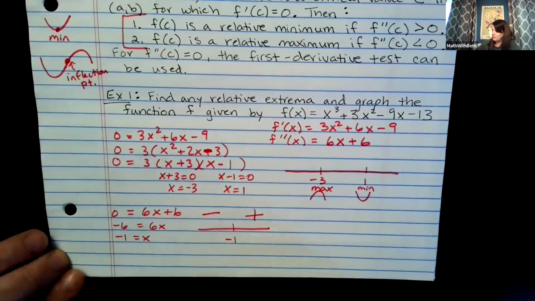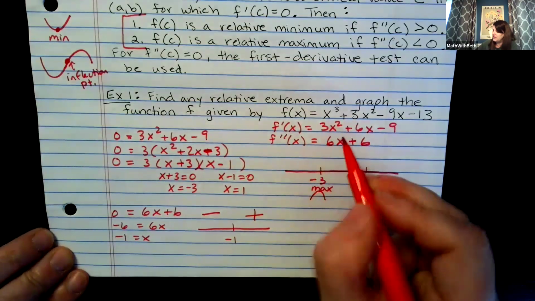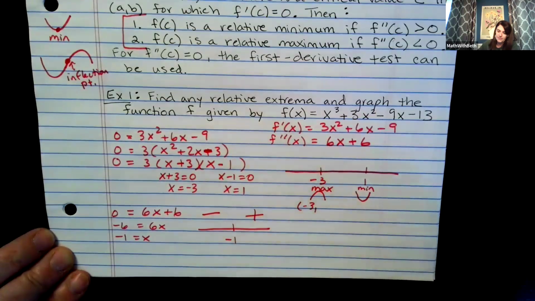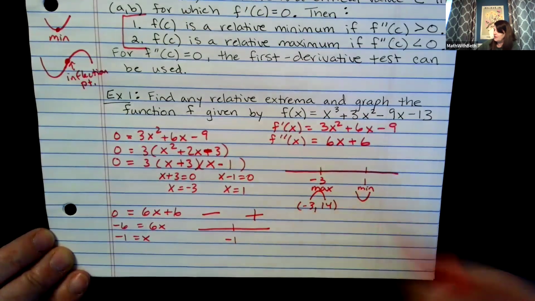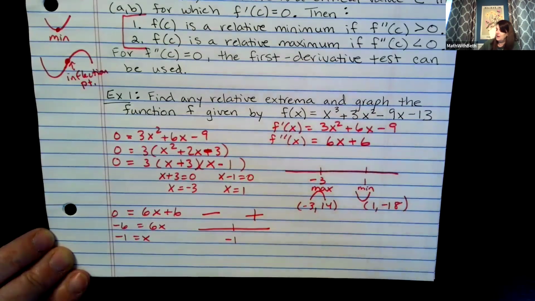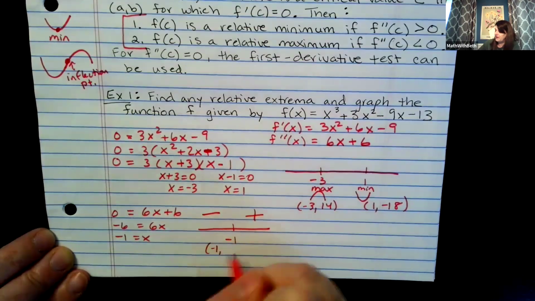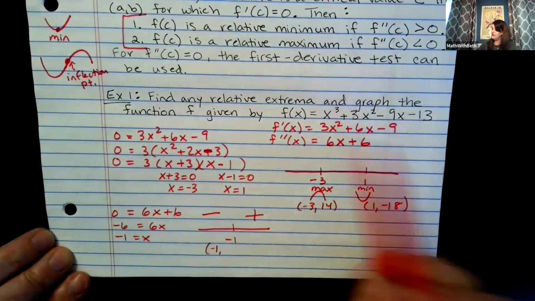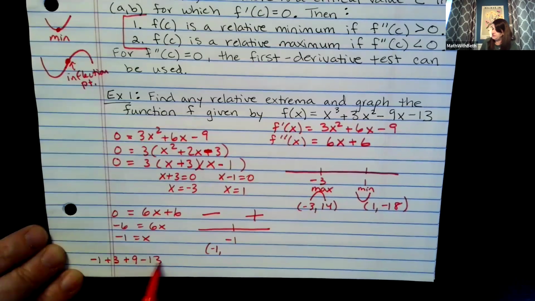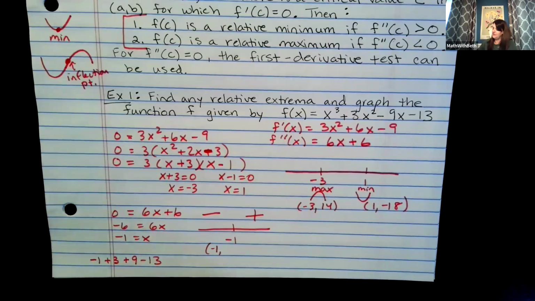I'm going to find out a little more. I'm going to plug -3 into the original equation to get the rest of that point, and the same thing with +1. And I'm also going to do the same thing with -1 so I know what's going on there. So -1 would give me -1 plus 3 plus 9 minus 13, so -2.